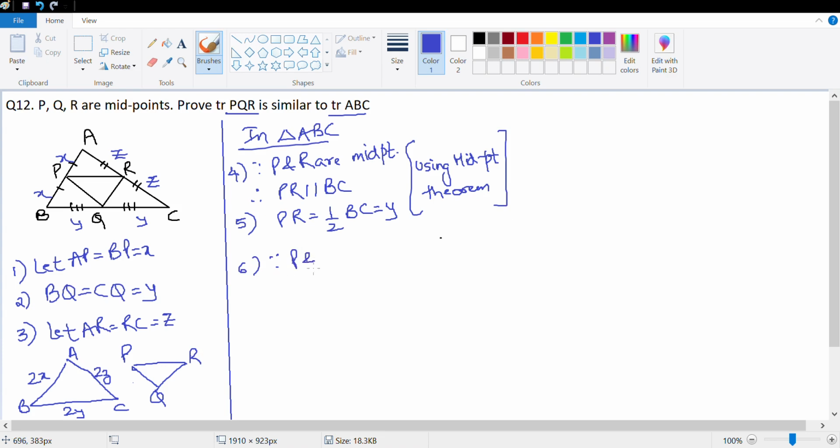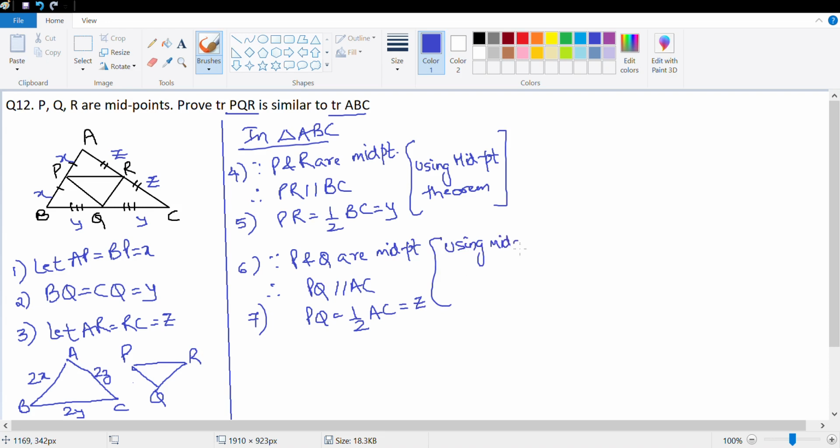Since P and Q are midpoints, therefore PQ is parallel to AC and PQ is equal to half of AC, which means this is equal to Z. Done. Again using midpoint theorem. So I got PR is equal to Y, I got PQ is equal to Z. Let's see what do I get for QR.